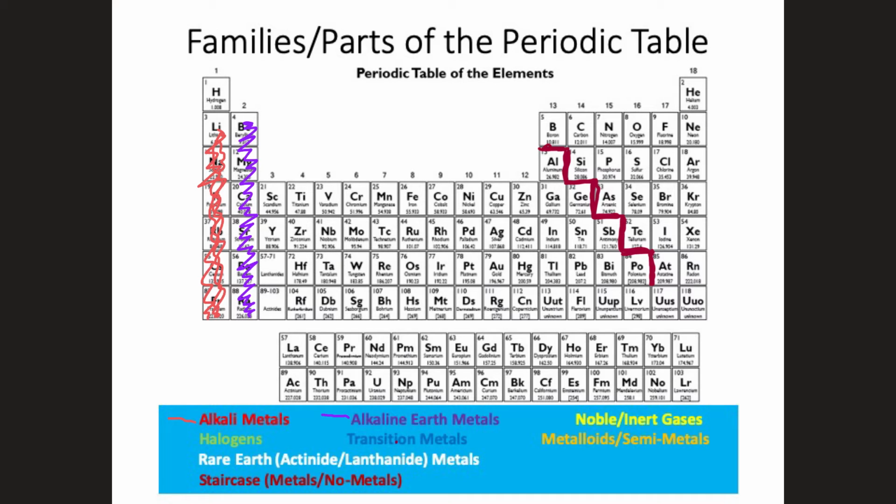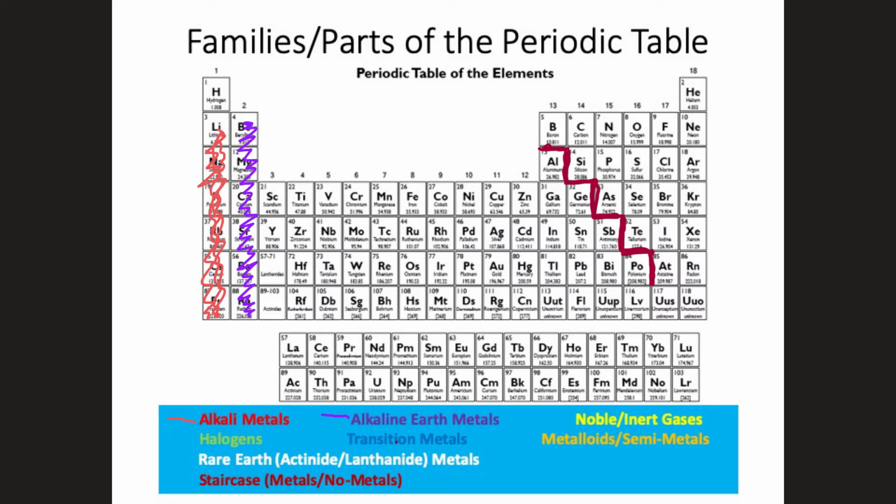Now, the one thing that we have to recognize is that hydrogen is not one of the alkali metals. Hydrogen is not a metal. It is a nonmetal. It's kind of out of place with respect to the staircase, but it's placed in group 1 because it has 1 valence electron, and that's the reason why.